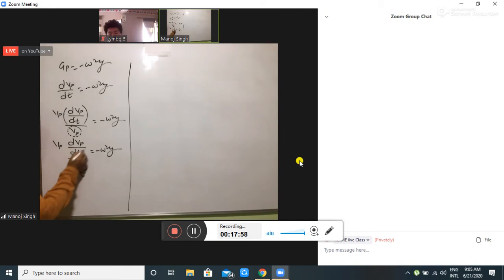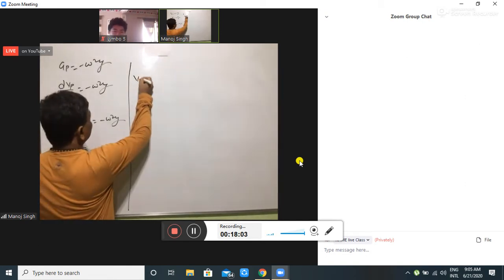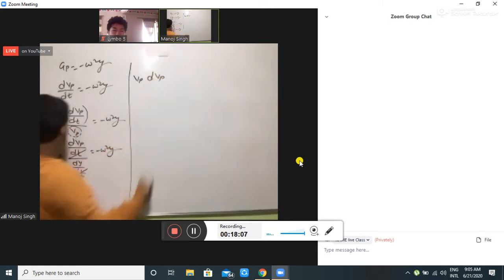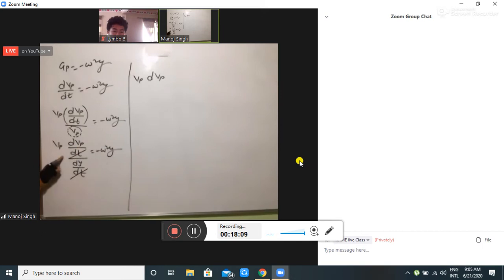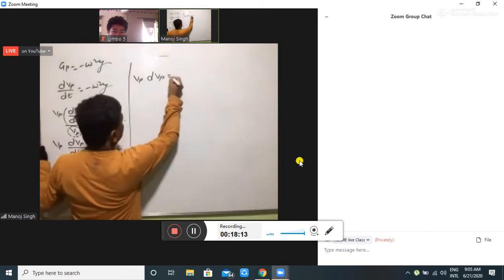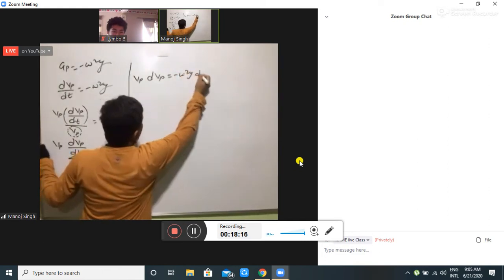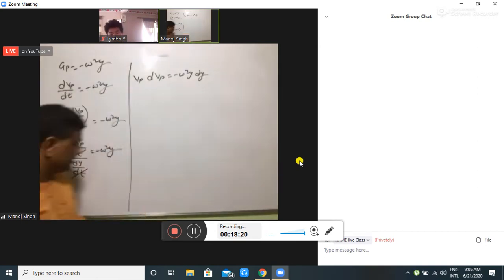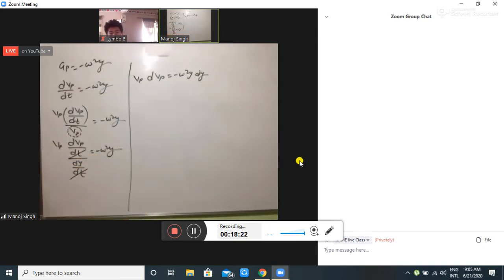Yes, this dt will be cancelled. Simplify the relation: velocity of the particle into dvp. Cross multiplication: minus omega square y into dy.